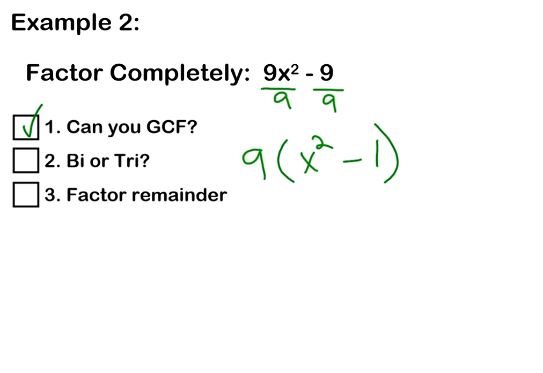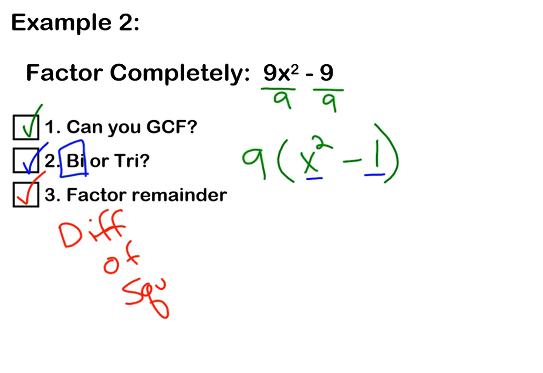My next decision, is it a binomial or a trinomial? This one is going to be a binomial because there's 2 terms. So the next thing I'm checking for is whether or not when I factor it, it's a difference of squares.